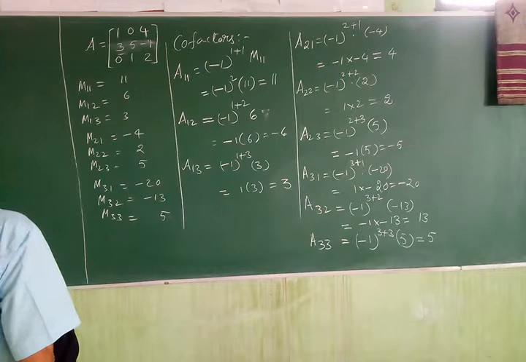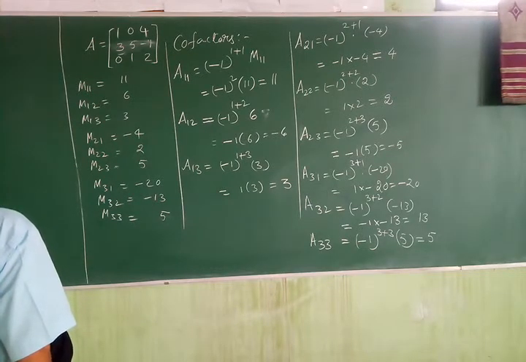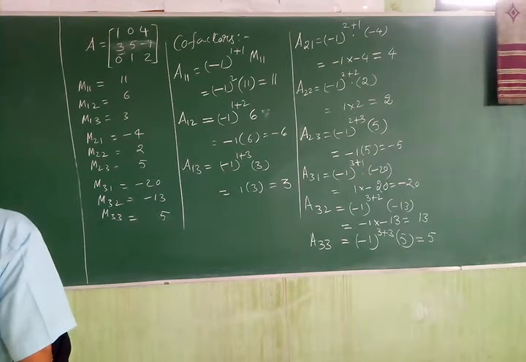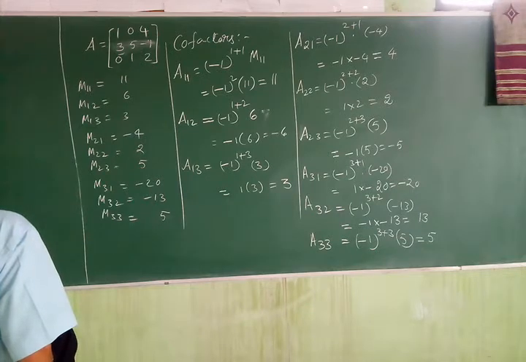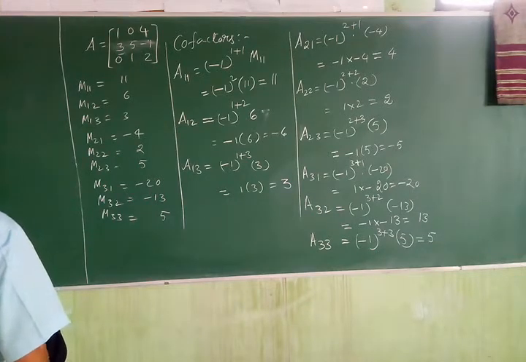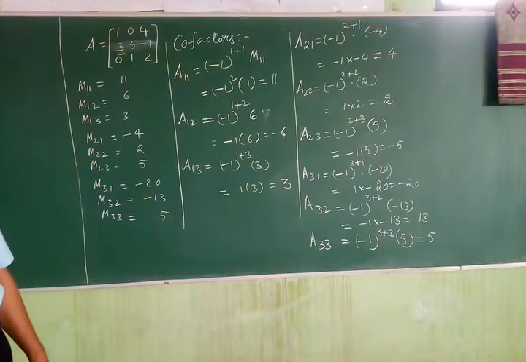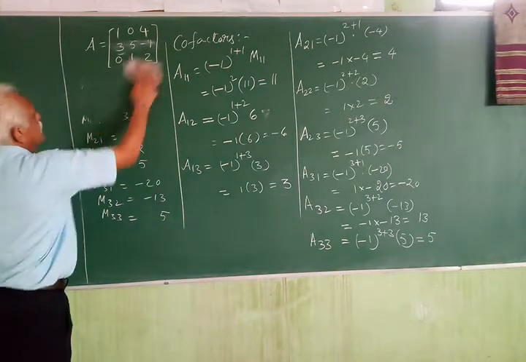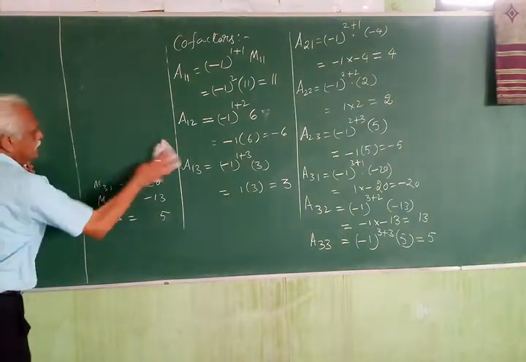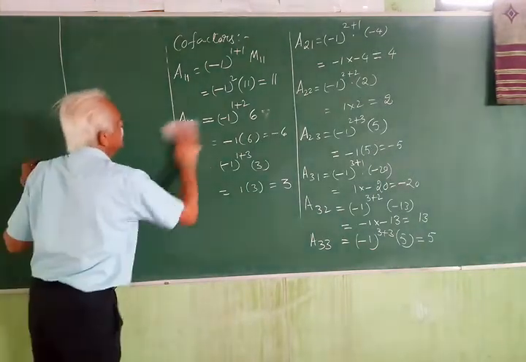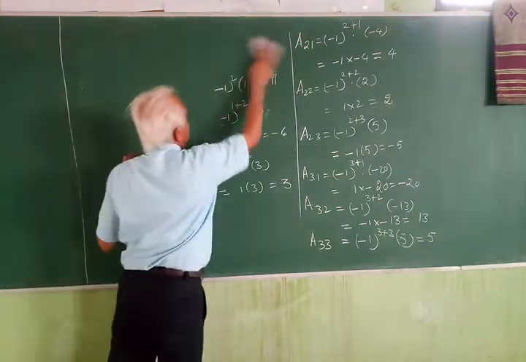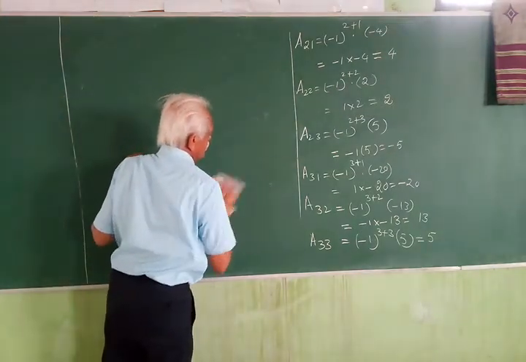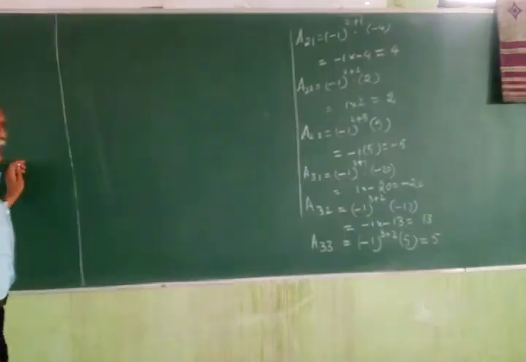Next, problem number 3: using cofactors of the second row, evaluate delta, or the determinant. Note down this.